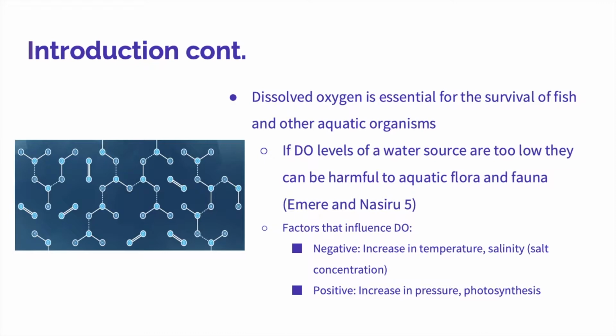A study conducted in 2008, which looked at how macroinvertebrates could be used as indicators of water quality in urban streams, reported that values that typically fell below the normal range were harmful to aquatic fauna. This study also noted that factors that may have had a negative influence on dissolved oxygen included a rise in temperature or salinity, which is the amount of salt concentration found in water. Opposingly, positive factors included an increase in pressure in addition to the undergoing of photosynthesis.